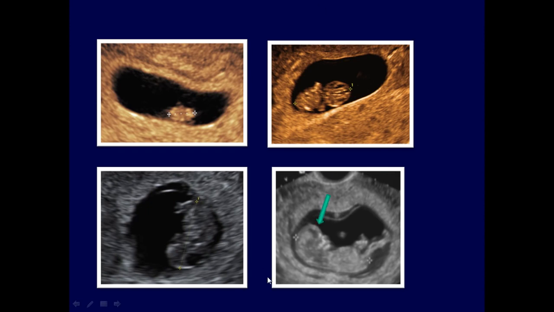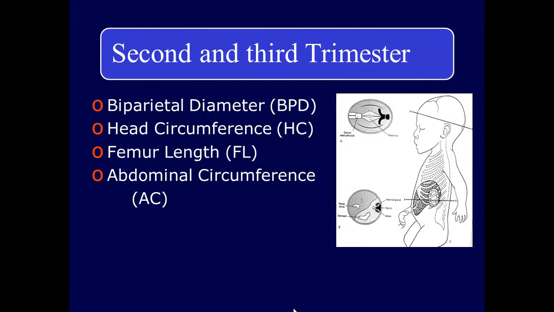The head is disproportionately large relative to the body. The limbs are well visualized and the gut is herniated into the base of the umbilical cord. In the second and third trimester, the fetus has grown sufficiently in size, so many structures can be identified and measured during this time.